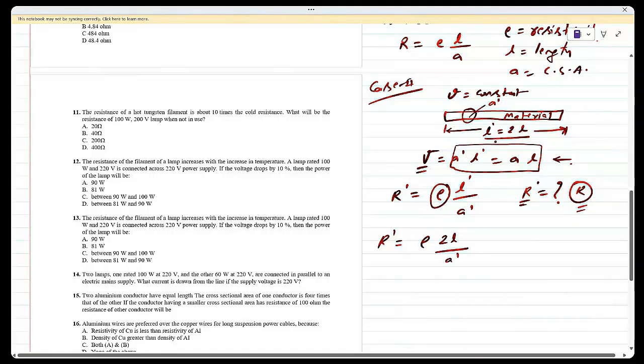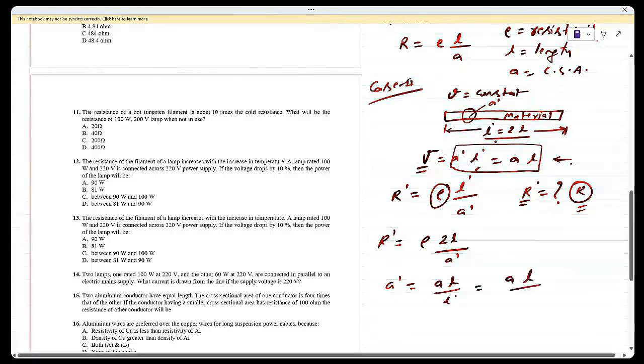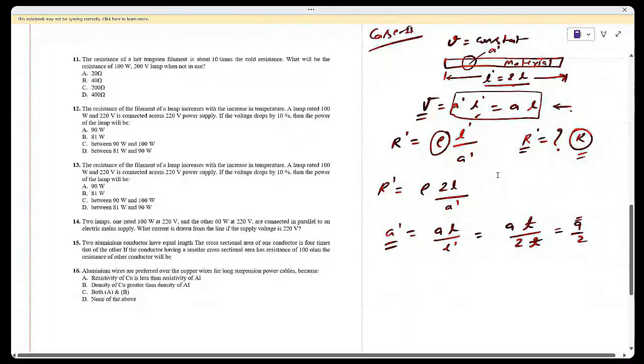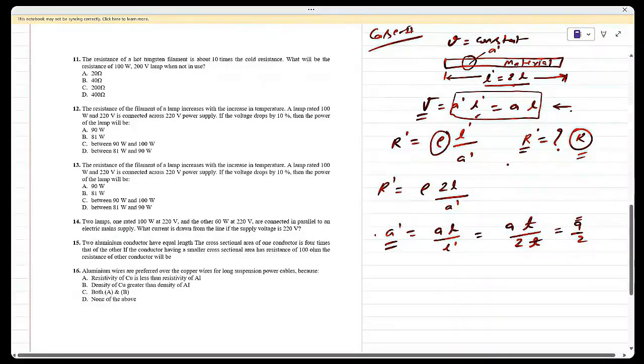In case of A dash, you can use this relation for finding A dash. So just write A dash here, and from this equation write A dash is equal to A into L upon L dash, and in place of this L dash you can write 2L. So L cancels, so it will be A by 2. So what is the relation between A dash and A? It is old area divided by 2. Means if you are increasing the length by 2 times, then its area will get reduced by 2 times to maintain its volume constant.